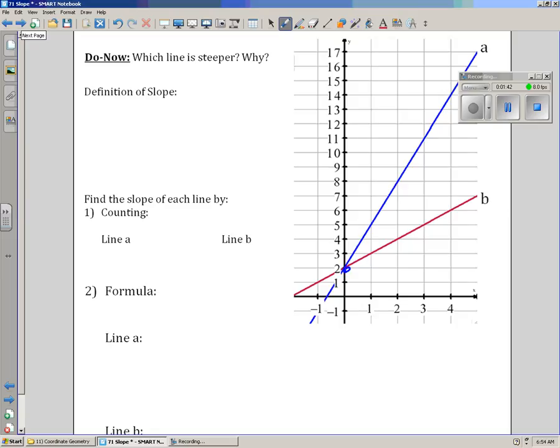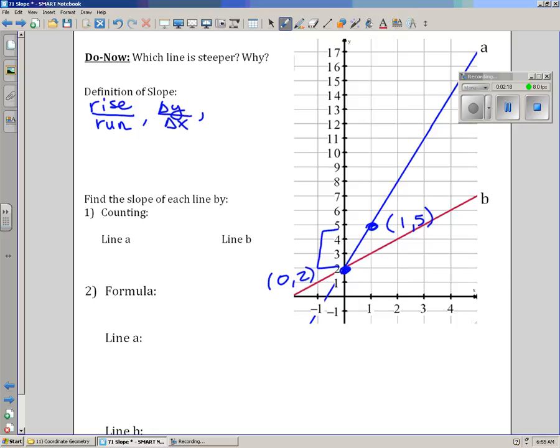And people have different ways of saying this. Some people say, okay, slope is the rise divided by the run. Some people say it's the change in y over change in x. That little triangle is the delta symbol, and it means change in y over change in x. And the formula for slope is this. If I went ahead and said, okay, this point is 0, 2, and this point is 1, 5.